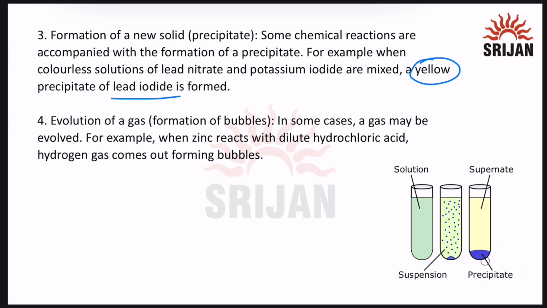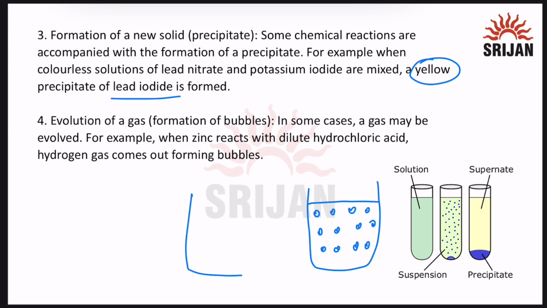A precipitate is the compound which gets precipitated at the bottom. For example, there is a container and in it some reaction happened, and because of that reaction small particles are formed. Then after some time, those small particles will settle down. They all will settle down, and that is called a precipitate. The liquid will remain at the top.